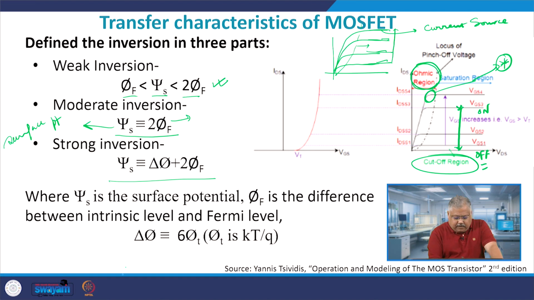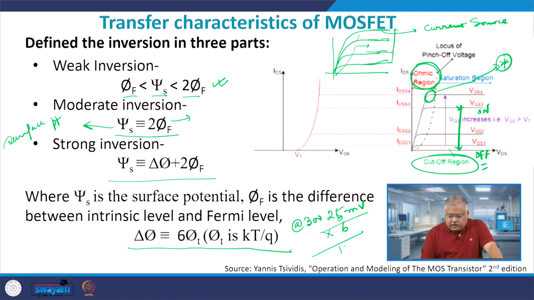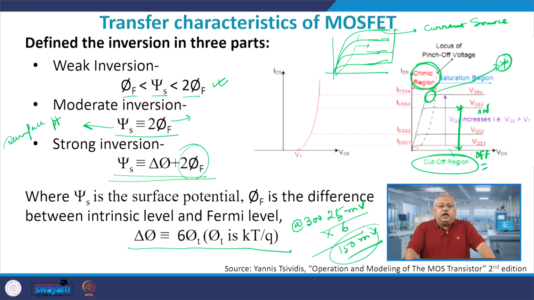Now, typically delta phi, for all practical purposes, we consider to be 6 phi t, where phi t is basically kT by q at 300 Kelvin. At 300 Kelvin, this is approximately equal to 25 millivolts. So, 6 phi t means if you multiply this with 6, I will get 150 millivolts. So, any surface potential which is 150 millivolts greater than 2 phi f will always entail a very strong inversion. Very strong inversion primarily means an inversion layer where a large number of charge carriers are already present, right.